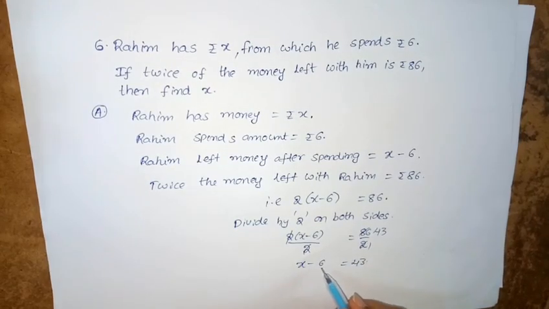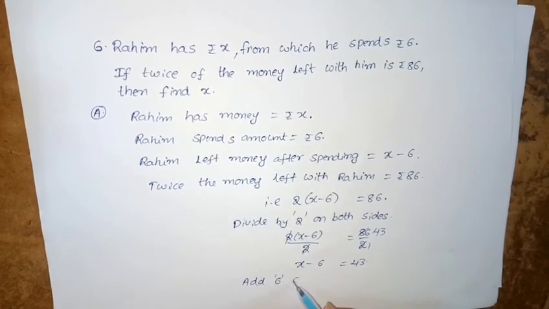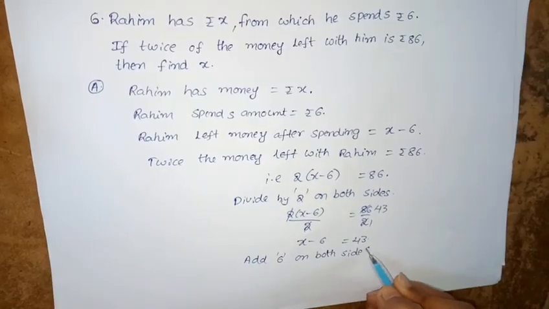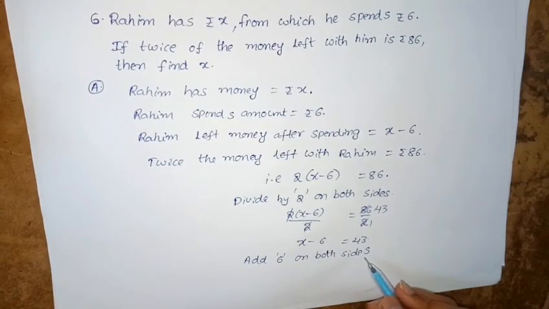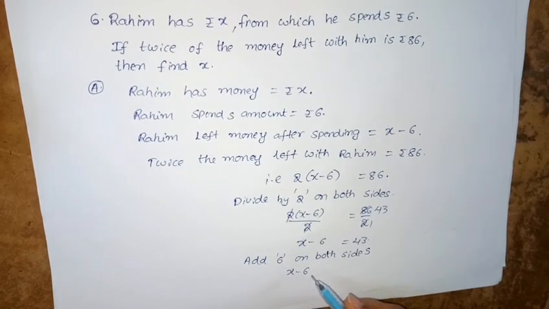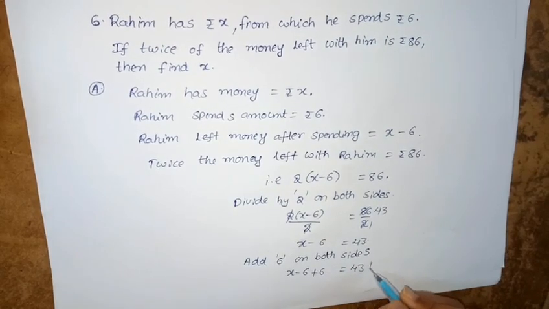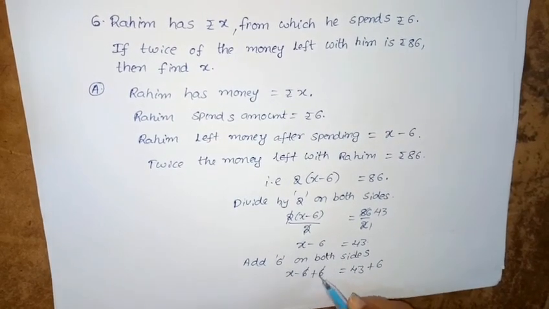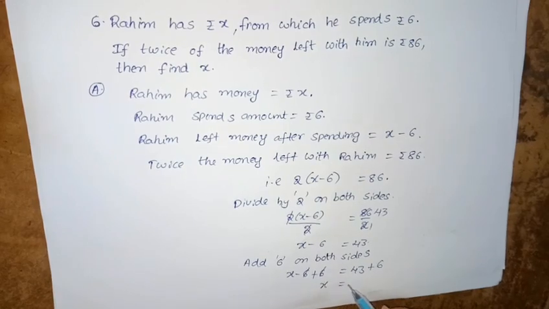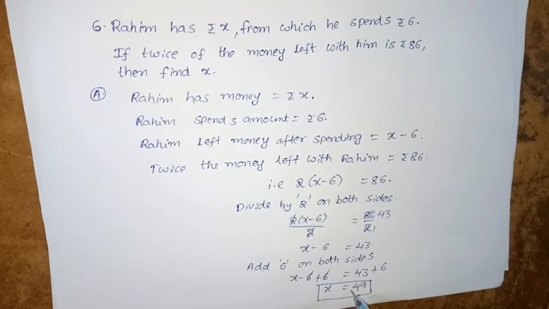So remove minus 6 also by adding plus 6 on both sides. Add 6 on both sides. X minus 6 plus 6 is equal to 43 plus 6. Minus 6 plus 6 equal to 0. So finally the x value equal to 43 plus 6 equal to 49. So x equal to 49 is the solution for this problem.